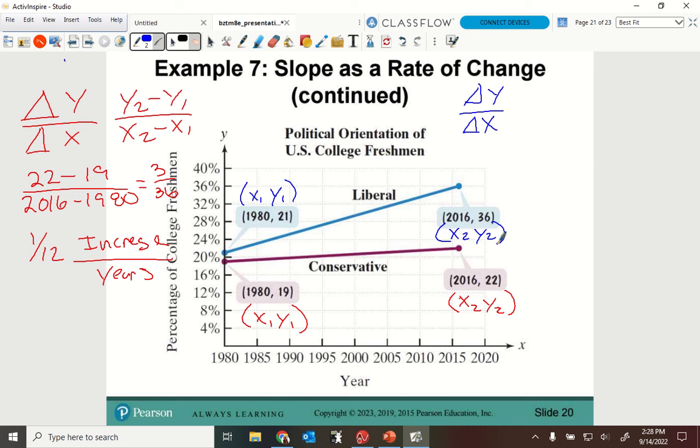Yes, reduce the fraction though. You can reduce that to a smaller fraction. If we go through and do this, we come up with 15 over something, and reducing that by a factor of 3 gives me 5/12. Now I have to label it. By rate of change, it's changing what? 5/12 increase every year.